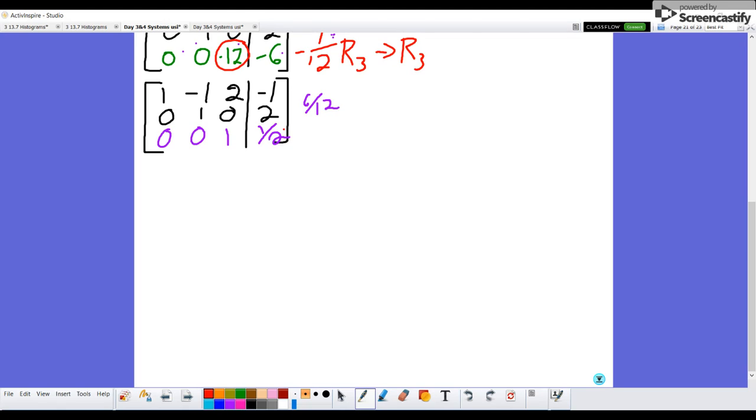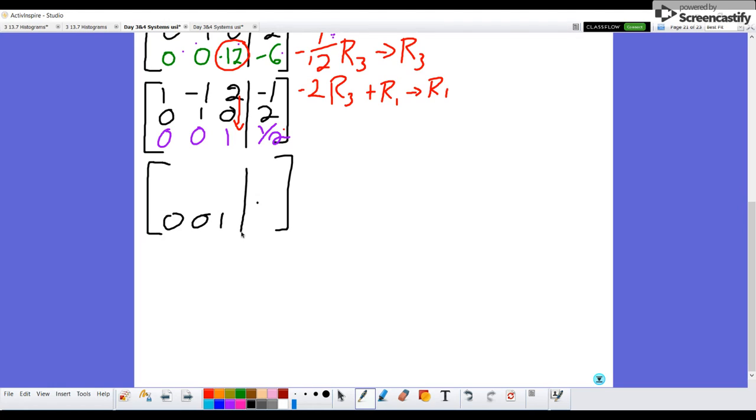So first thing I want to fix is that 2. So the 2, we're going to do -2 times row. I'm looking for a 1 in this column. There's one right down there. So that's in row 3. I'm going to add that to row 1. And we're going to put that in row 1. Copy what doesn't change.